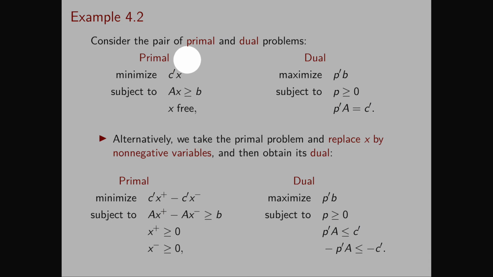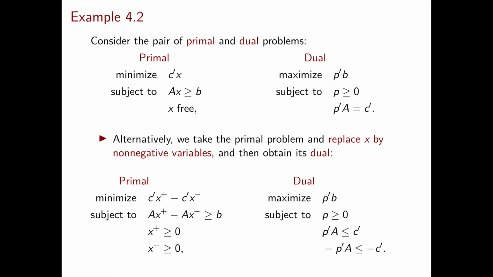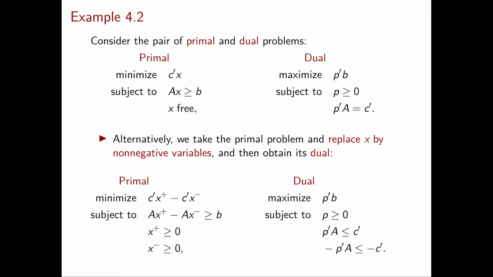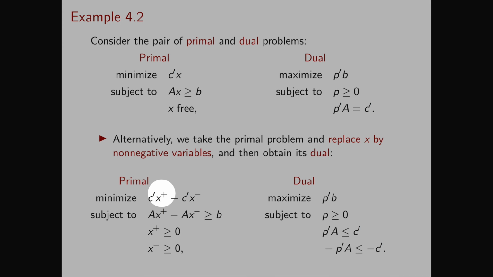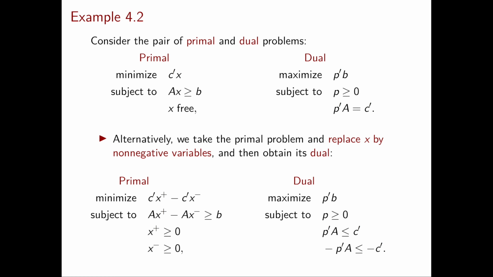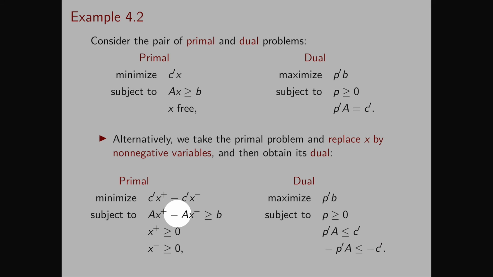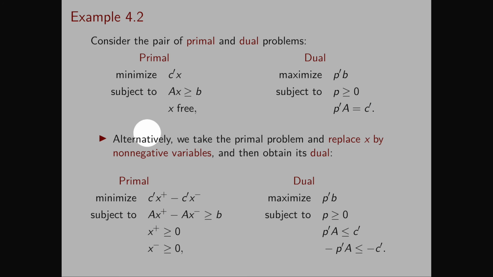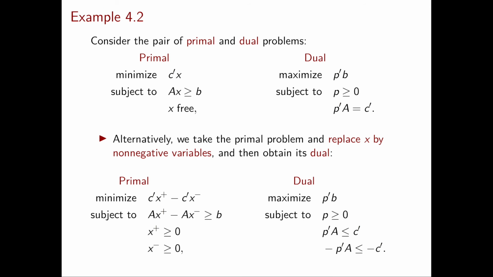Now let's make a different change to our original primal linear programming problem. We replace the x vector of variables with the difference of non-negative variables. So in our new primal, we minimize C transpose x plus minus C transpose x minus. The constraints are A x plus minus A x minus greater than or equal to b, and x plus and x minus non-negative. We know very well that this new primal problem is equivalent to the original primal problem.